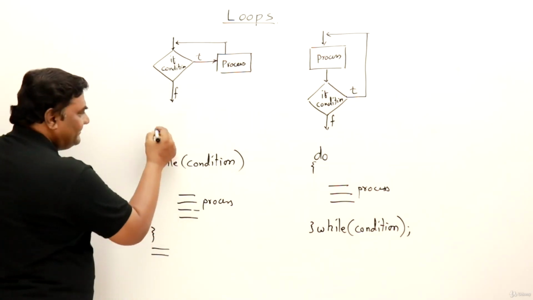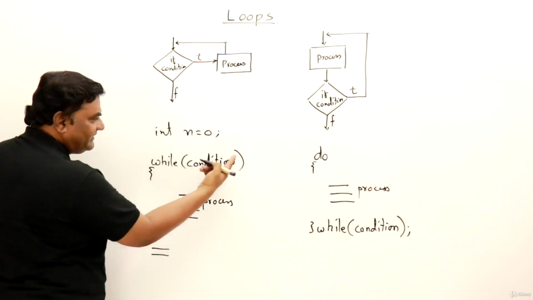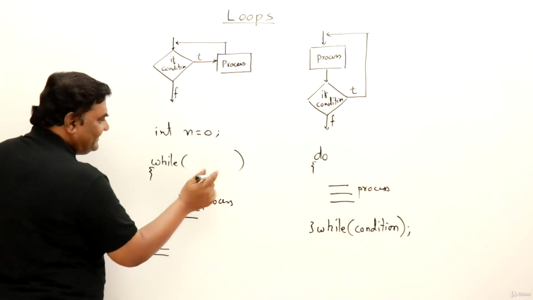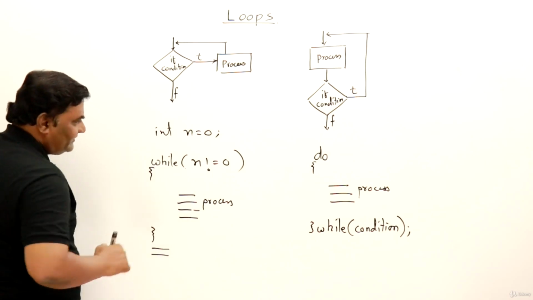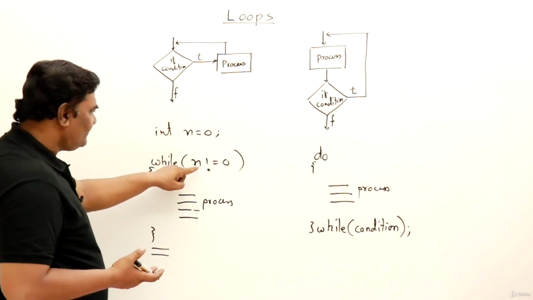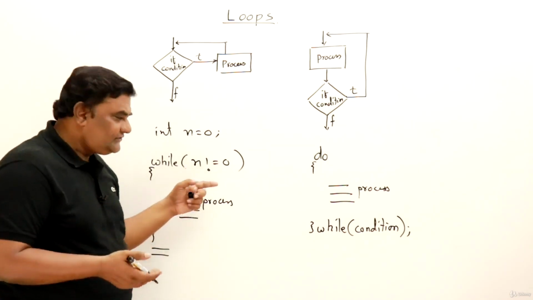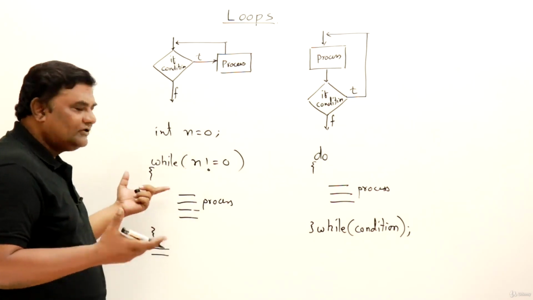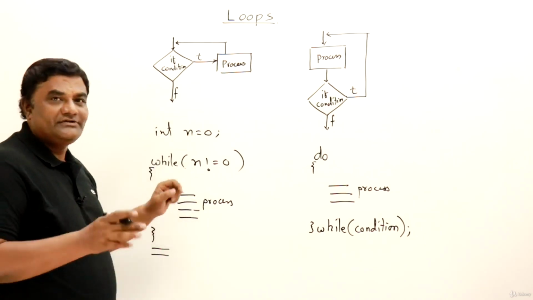If I have a variable n and it has the value 0. Suppose I set the condition that n is not equal to 0, then do this. If you check the condition the first time, n is equal to 0, so not equal to 0 will be false. So the condition is false, so it will not enter into this block. If the condition is already false, it will not execute at all.